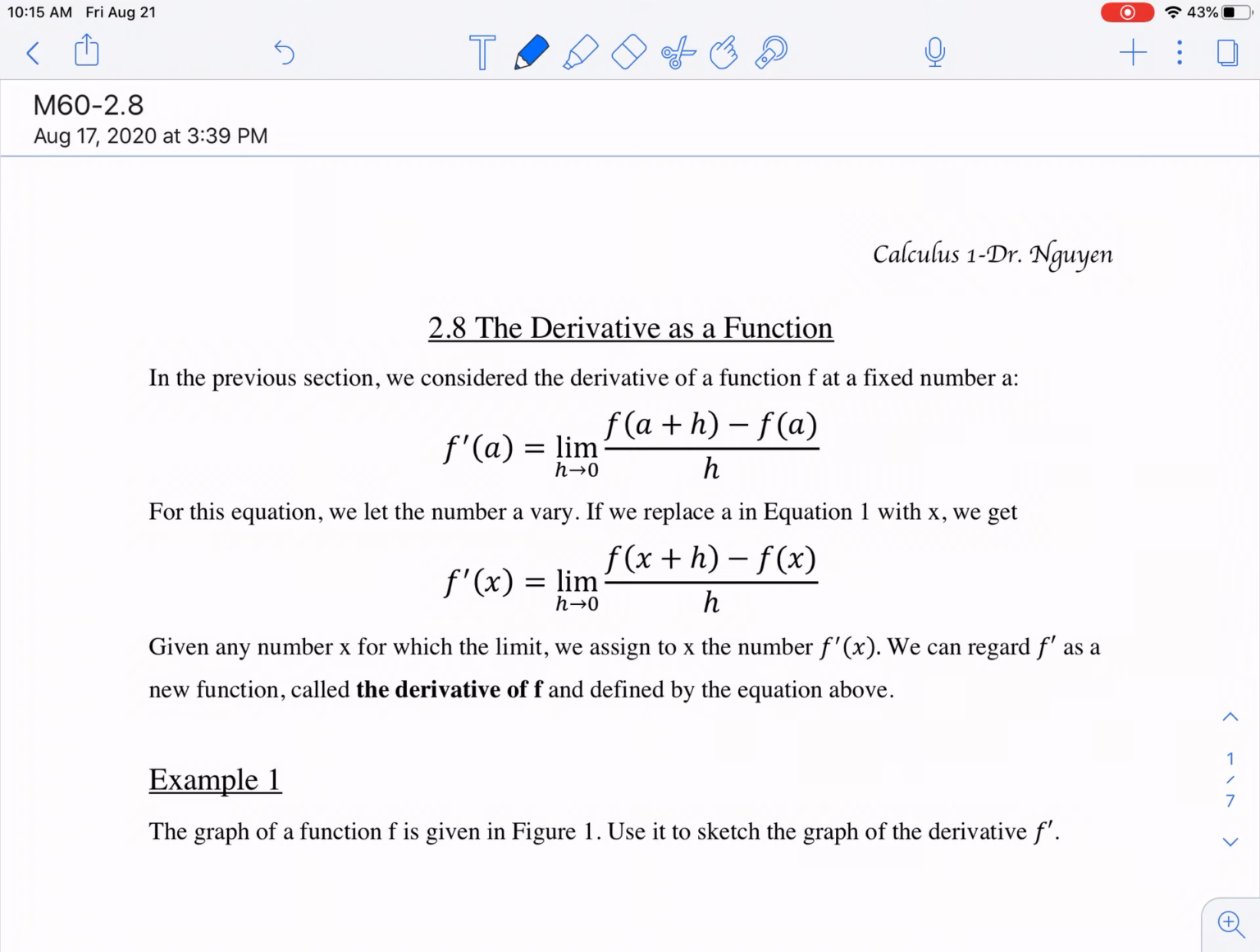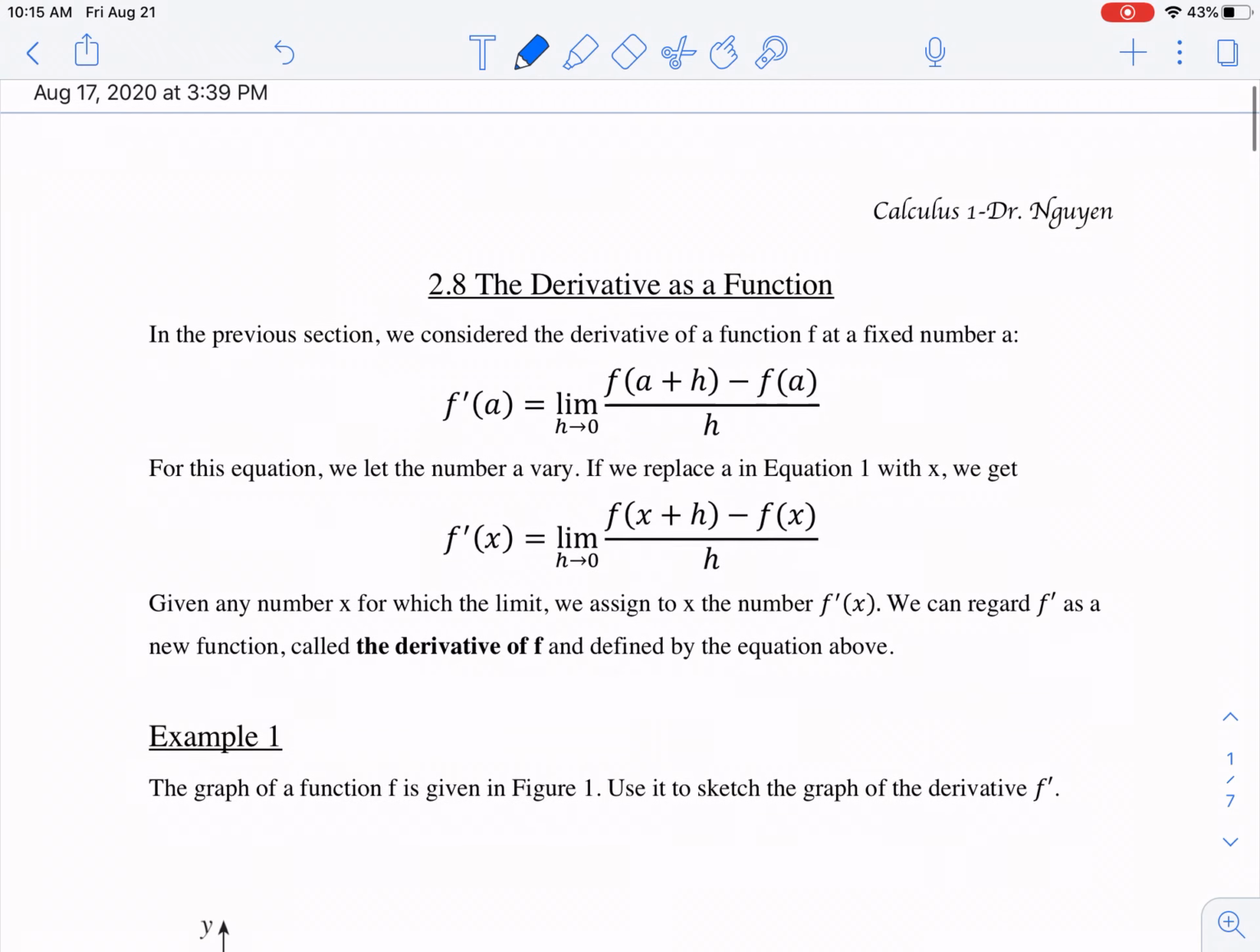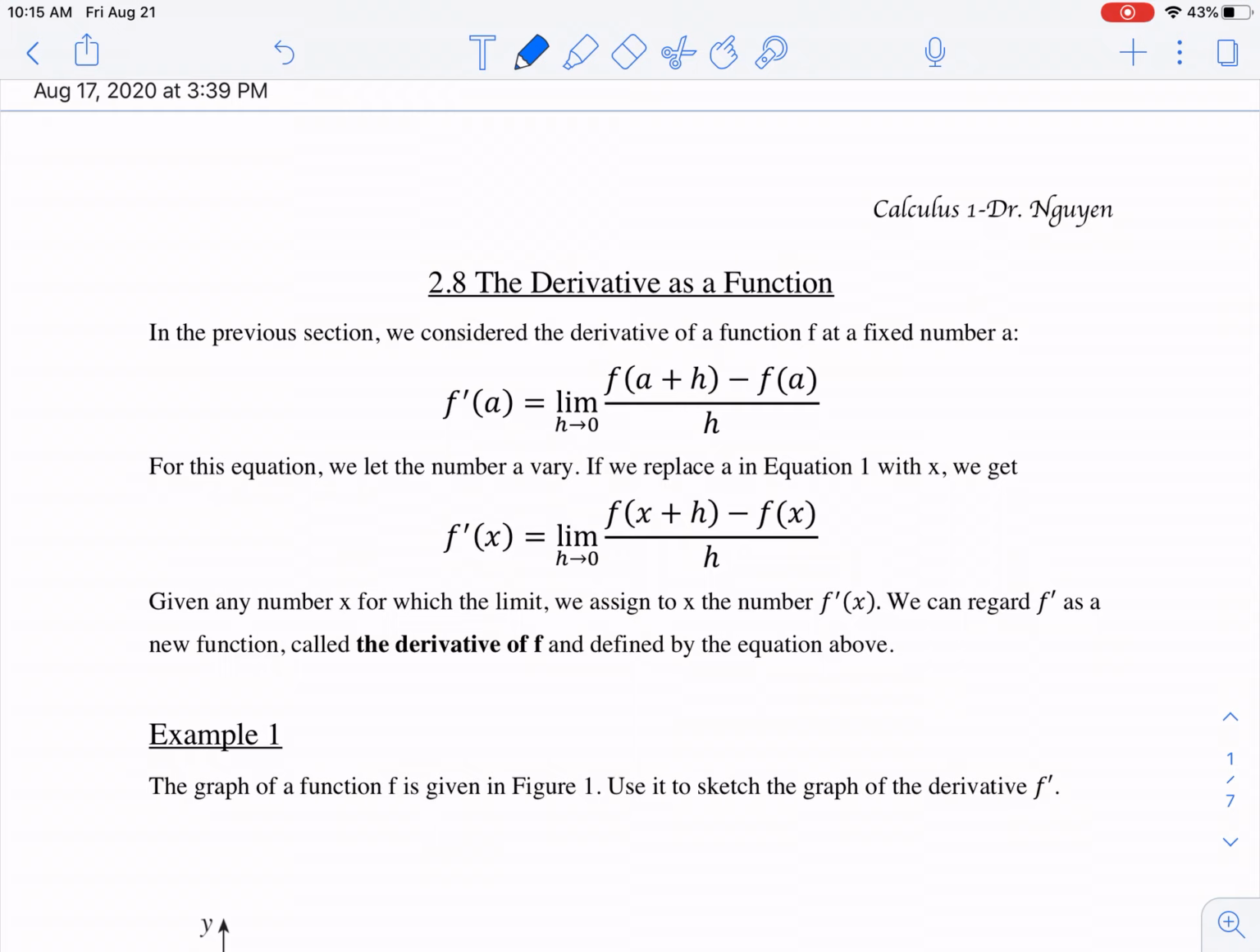Hi class, for this section, we're going to talk about the derivative as a function. In the previous sections, we considered the derivative of a function at a fixed number a. This time, if we replace a with x, we get a function. So now we have the derivative of f as a function, and that's the equation right here for the derivative.